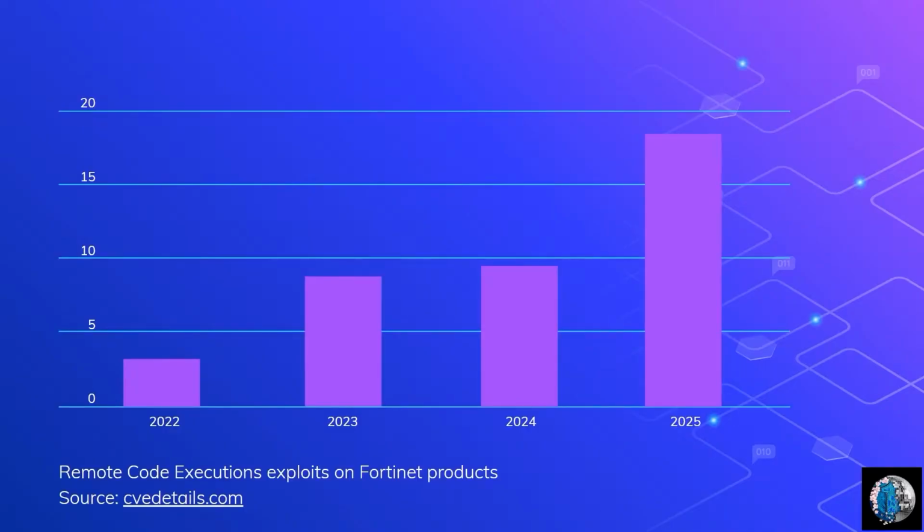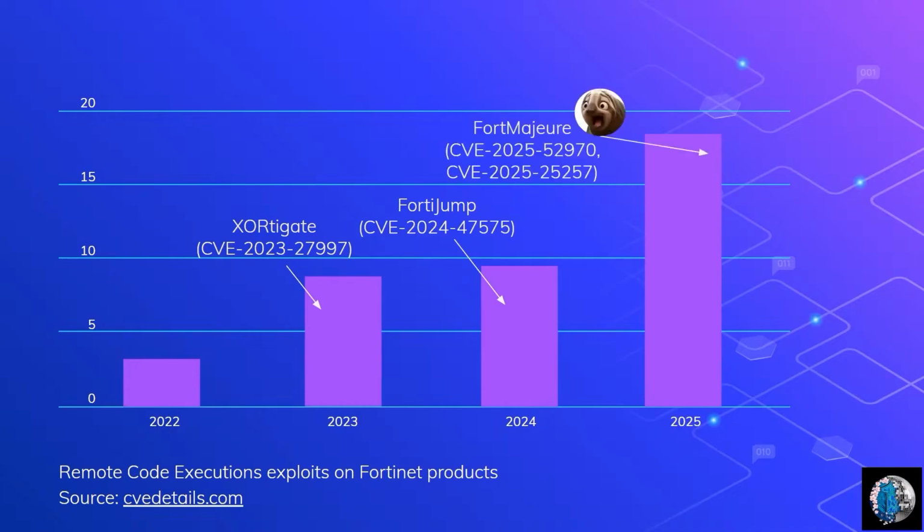So it's pretty funny. Now regarding the trends. As you can see, there's a growing trend of remote code executions in Fortinet products. In 2023, we had the legendary Zordigate. Some of you may know it, it was presented at DEF CON, Las Vegas. We had FortiJump in 2024, and in 2025, I joined the party.